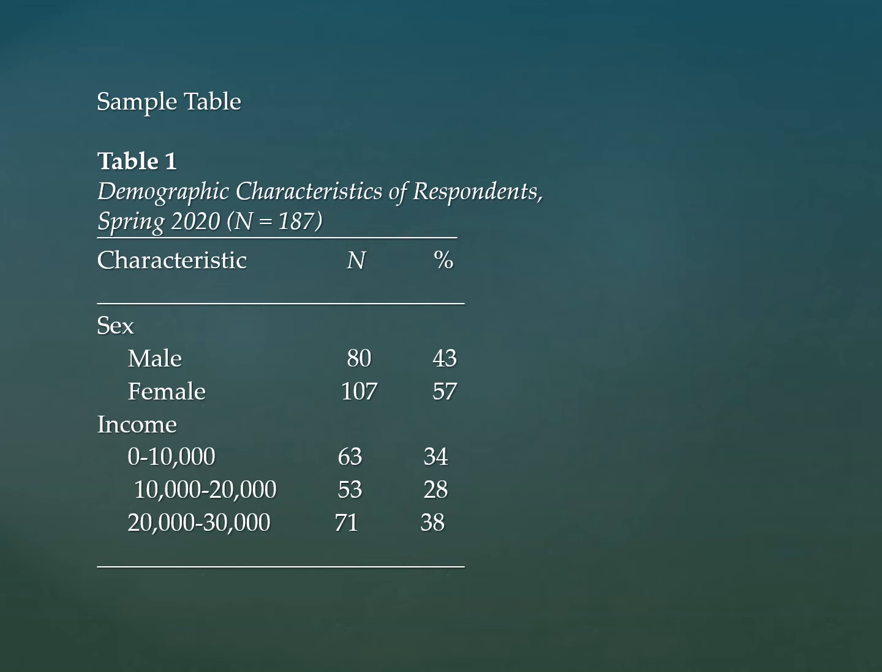So we're looking at a grouped sample here. And we say that because we're grouping all the males into the male category. So we get 80 males and 107 females of the 187 total. And then we have a percentage there, so that 80 males make up 43% of the total. And the same thing with the income. Of the people that marked 0 to 10,000, there was 63 of them, which makes up 34% of the total respondent pool.